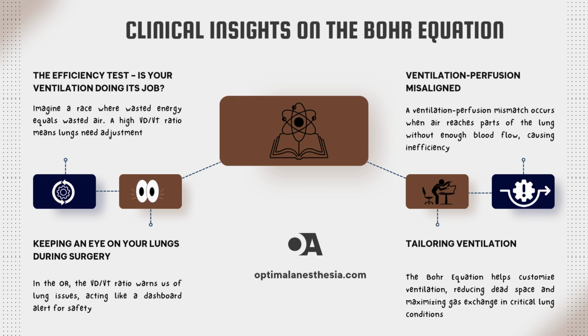3. A ventilation perfusion mismatch occurs when some parts of the lungs receive air without adequate blood flow, leading to serious issues like pulmonary embolism or ARDS. The Bohr equation helps identify this problem by monitoring the VD/VT ratio, acting as a traffic control system for the lungs.